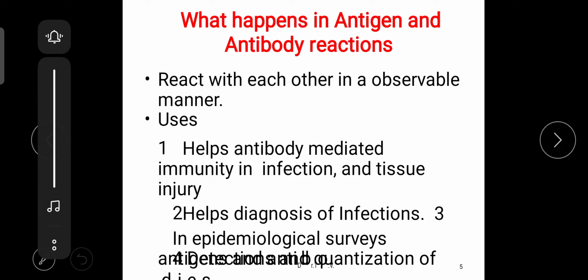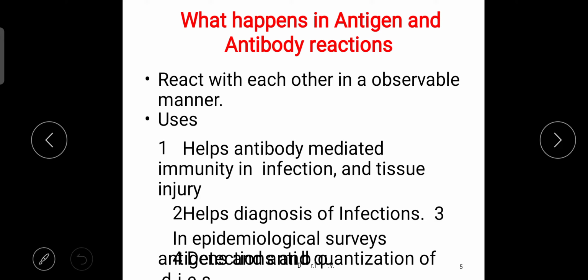What are the uses? The first one helps in antibody mediated immunity, infection and tissue injuries. The second one, it helps in diagnosis of infection, and the third function is that in epidemiological surveys we can use this process. So these are the three uses of antigen antibody reaction.